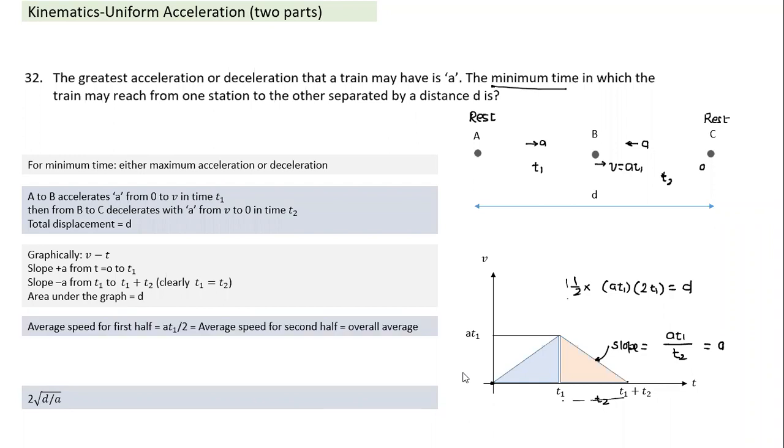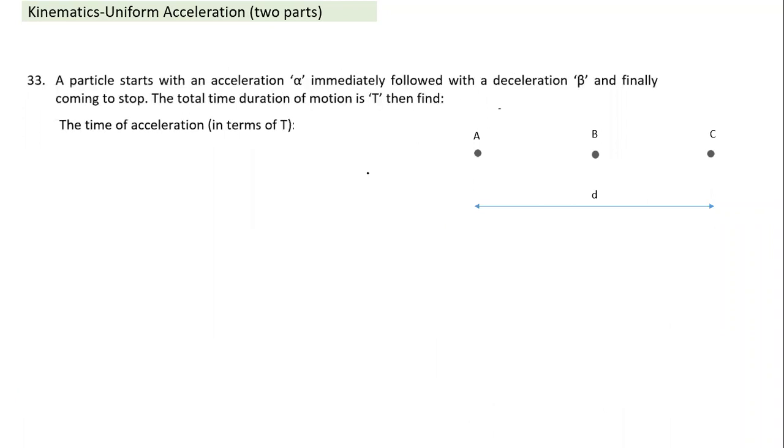Okay, let's look at the next one. This question is similar, but in a different way. These two values are not equal. Acceleration is alpha, immediately followed by deceleration of beta, and finally it comes to a stop. The total duration of motion is T. Then what is the time of acceleration, in terms of capital T, the total time of travel? What proportion of the time will it accelerate, and then the remaining time will decelerate.